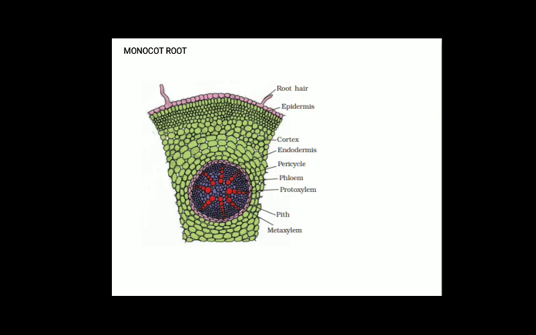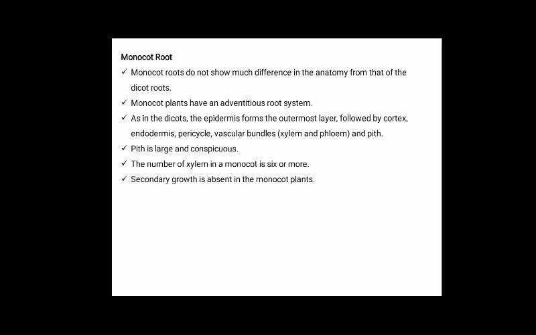Then we have monocot root. Let's see the description of monocot root. The monocot root does not show much difference in anatomy from that of dicot roots. Monocot plants have an adventitious root system. As in the dicots, the epidermis is the outermost layer, followed by cortex, endodermis, pericycle, vascular bundle, and pith.